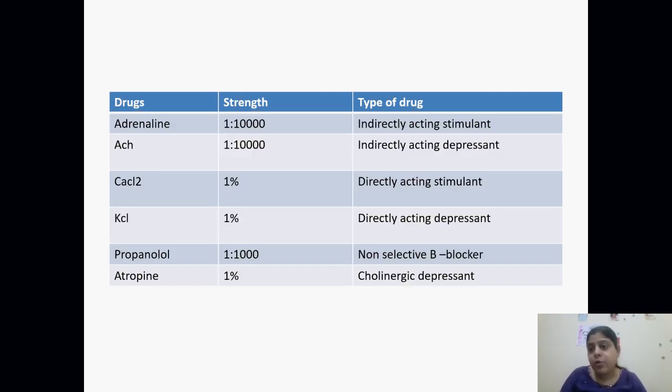And in this experiment, we also need propranolol and atropine to block the effects of the stimulant and the depressant drugs. That is, when we want to block the adrenaline effect, we will give propranolol, which is the non-selective beta blocker, and when we have to block the acetylcholine effect, we will give atropine, the anticholinergic depressant.